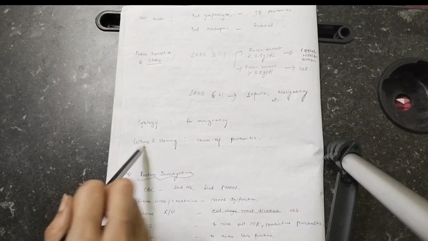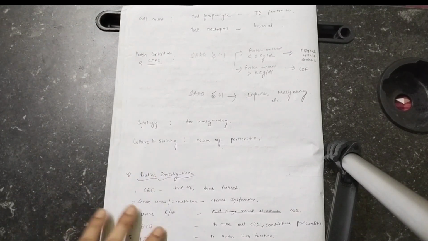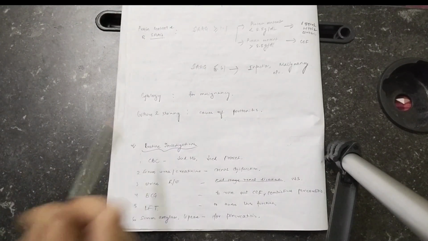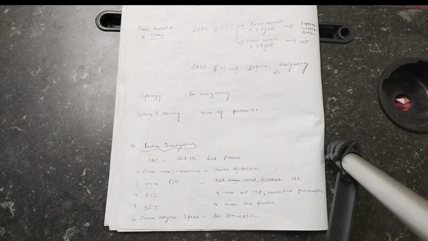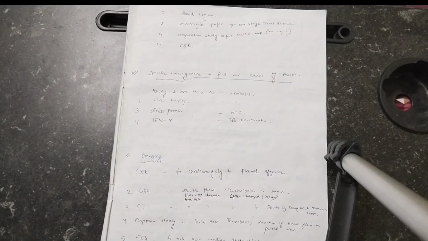Now you can also do culture and staining to find out the causative organism of infection, and you do the cytology for malignancy. And needless to say, there are some routine investigations which you have to do in all cases, like the CBC, the urea creatinine, the blood sugar level, the ECG, the LFTs, the serum amylase, lipase. You do electrolyte count, you do coagulation studies, you do chest x-rays, you do ECG. So these are very common investigations which are done for almost every case, and everything has an important association with it. There are some specific investigations which you have to do in case of ascites.